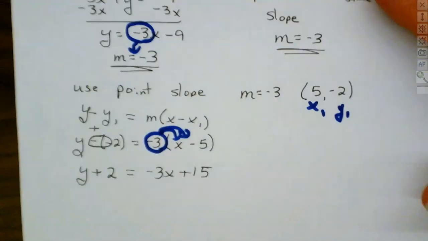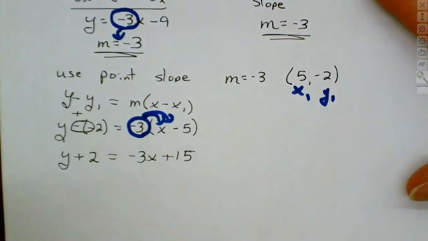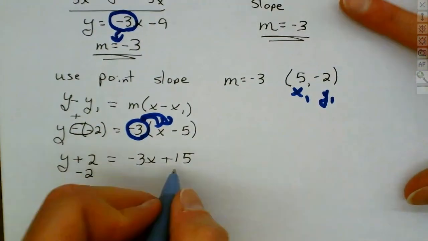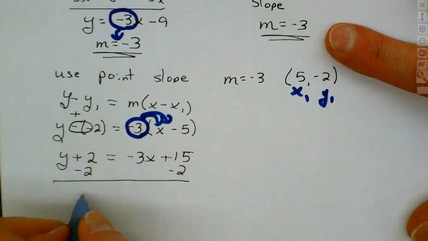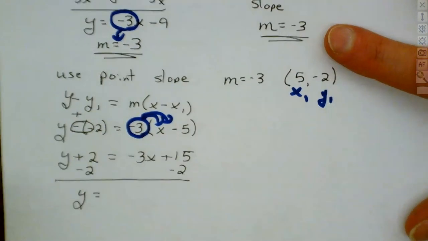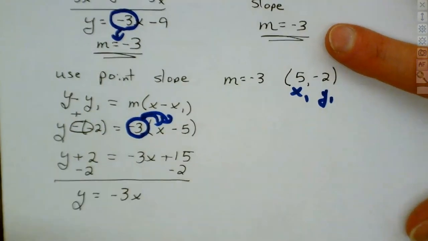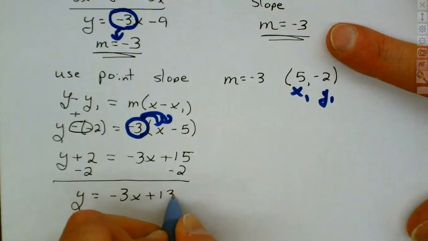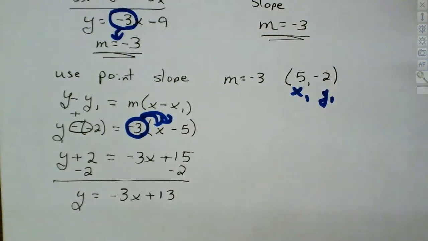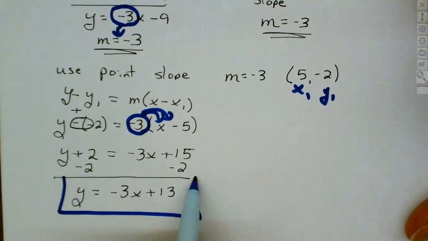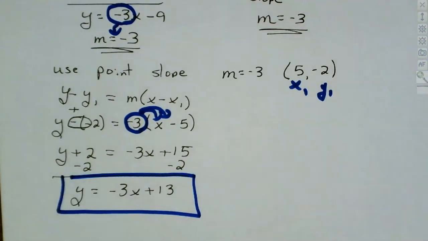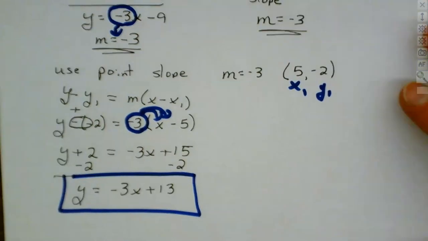So how would I get this in slope-intercept? There's only one small step. Move the 2 over, and we are now done. So what's my answer? y equals negative 3x plus 13. And that is your answer in slope-intercept form. Not difficult as long as you follow the directions.